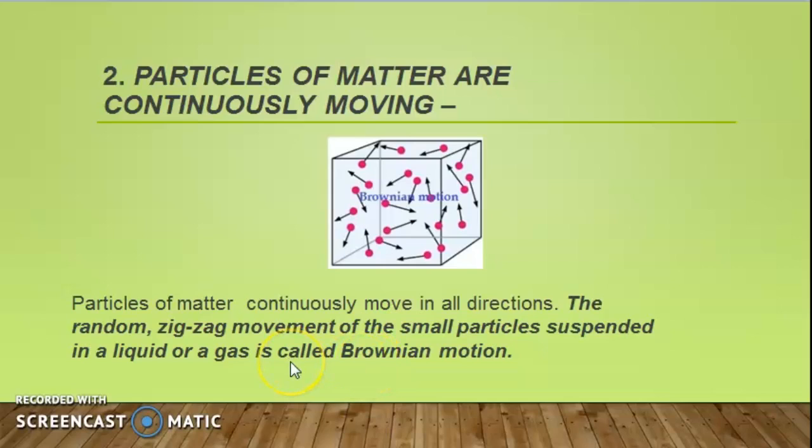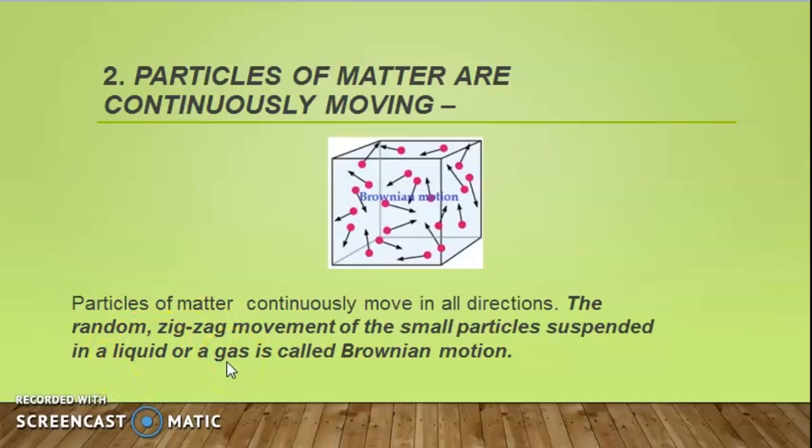For example, when we spray perfume, we are able to smell it from very far also. This proves that the particles of perfume get mixed with air and travel from one direction to another, and that's why we are able to smell it. So it proves that the particles of matter are continuously in motion. Basically, these states of matter are liquids and gases.